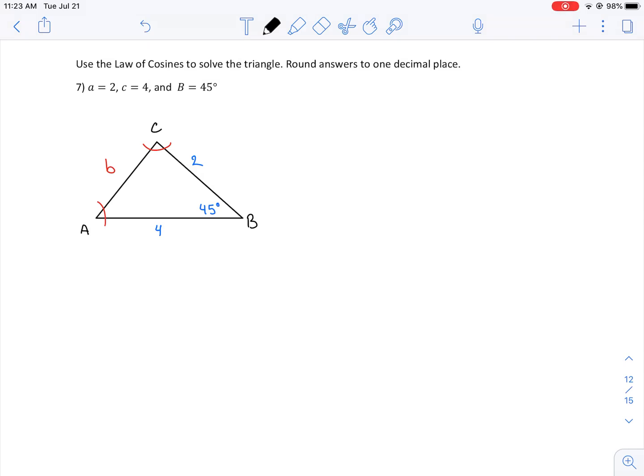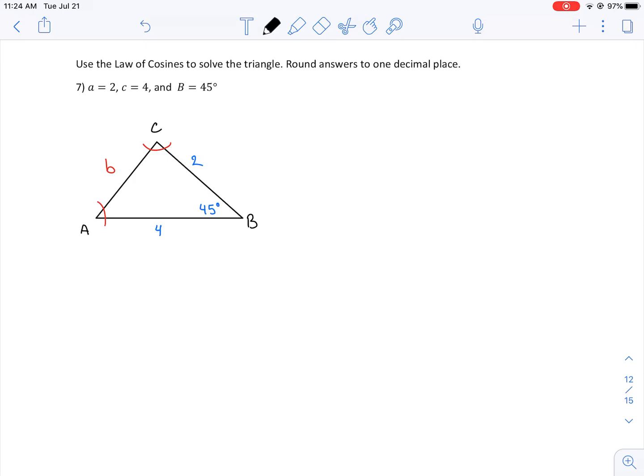Hello class, in this video I'll be applying the law of cosines to find the missing sides and angles of a triangle. Well, let's begin. So I've already gone ahead and drawn the picture, and side length A is equal to 2, side length C is equal to 4, and angle B is equal to 45 degrees. All of that is labeled blue. What we are trying to determine is labeled in red.